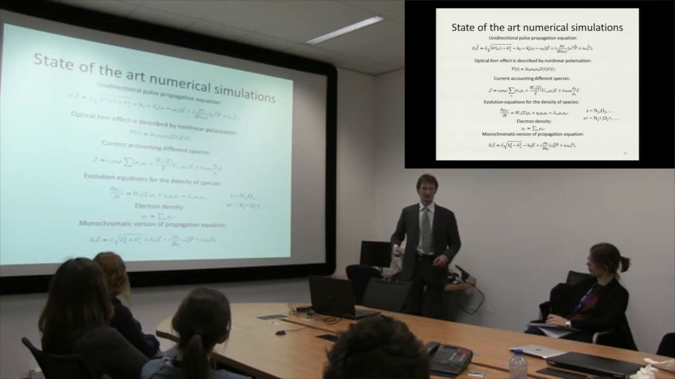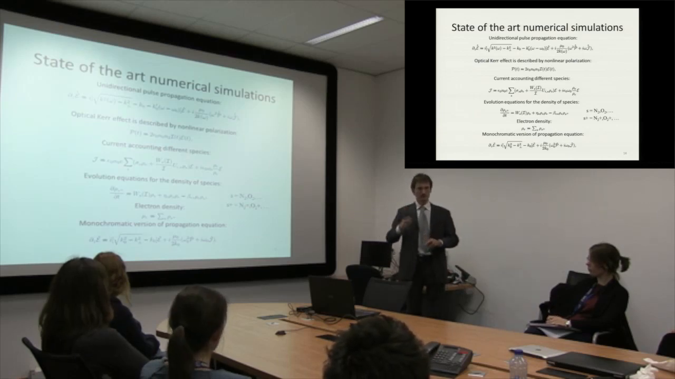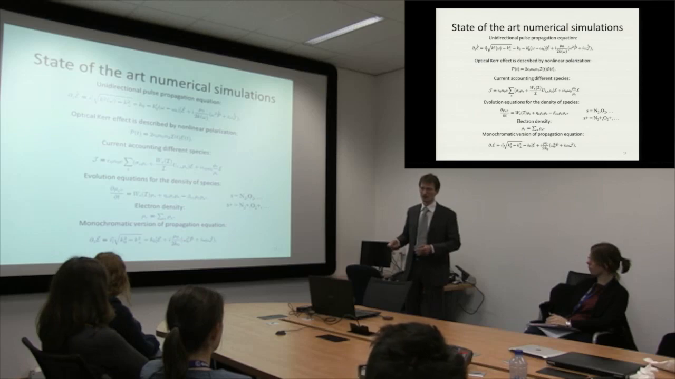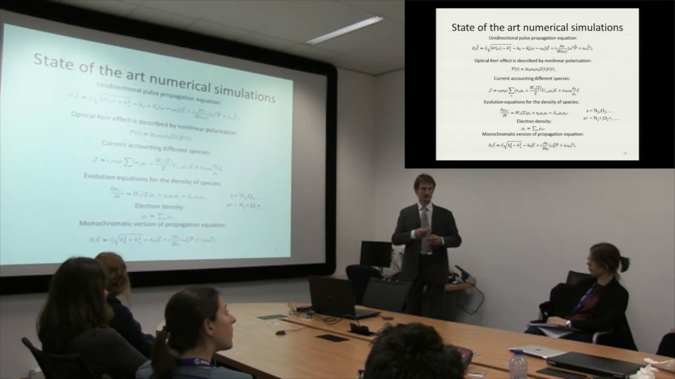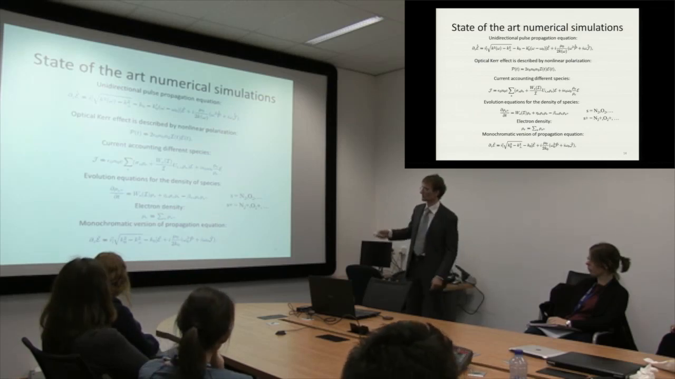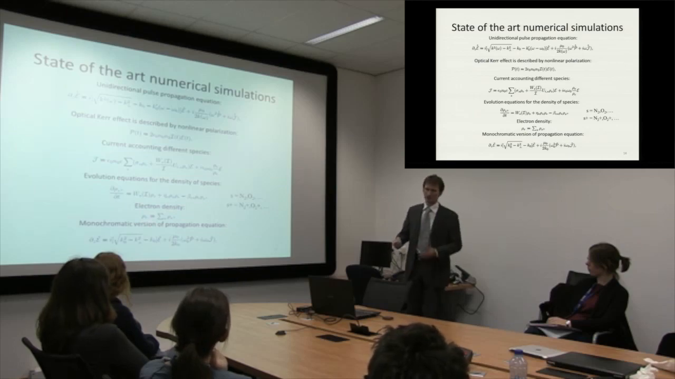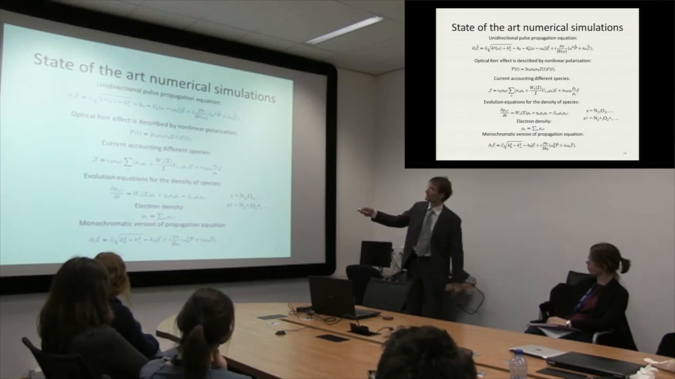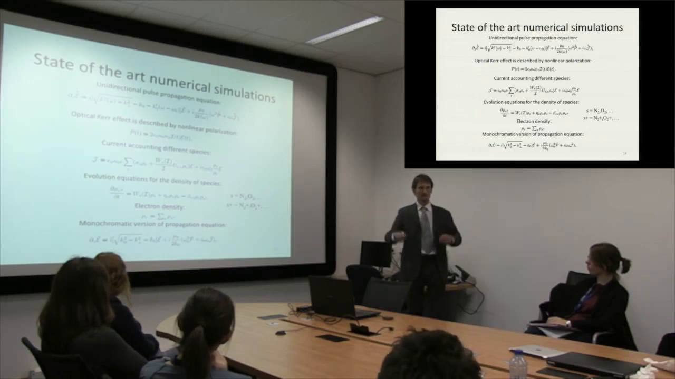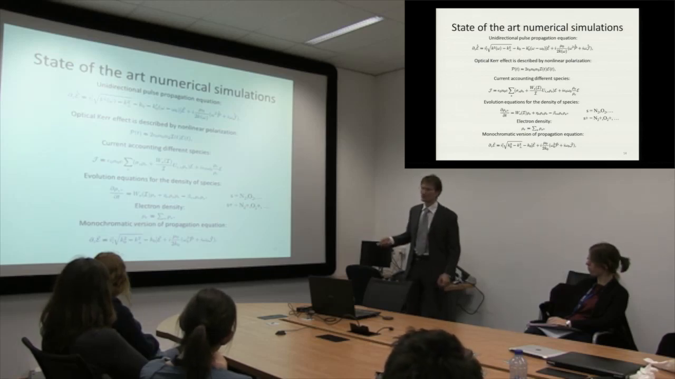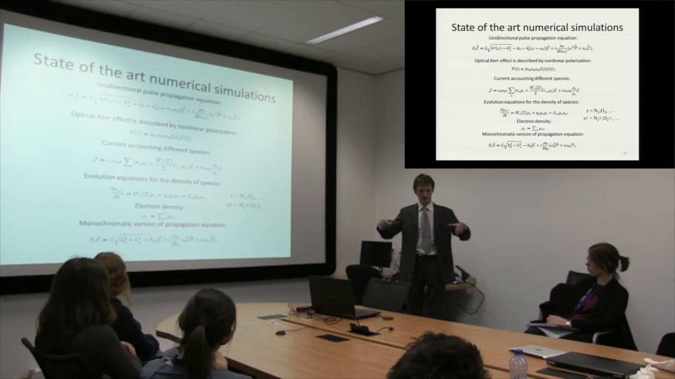The current accounts for different species. It means that while the beam compresses, it increases its intensity and can ionize the medium. Of course, the medium is constructed with different species, so it can ionize different species, so we have to account for this in the formula. Here are the equations for the density of species. Here is our electron density, and of course this unidirectional pulse propagation also has the time domain, or can calculate also the radius and the pulse. In some cases we can omit the pulse and just look at how the beam contracts.